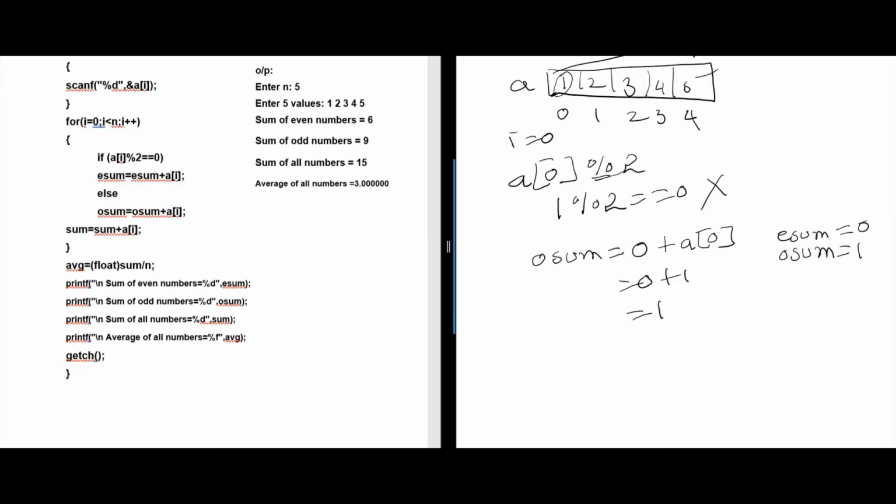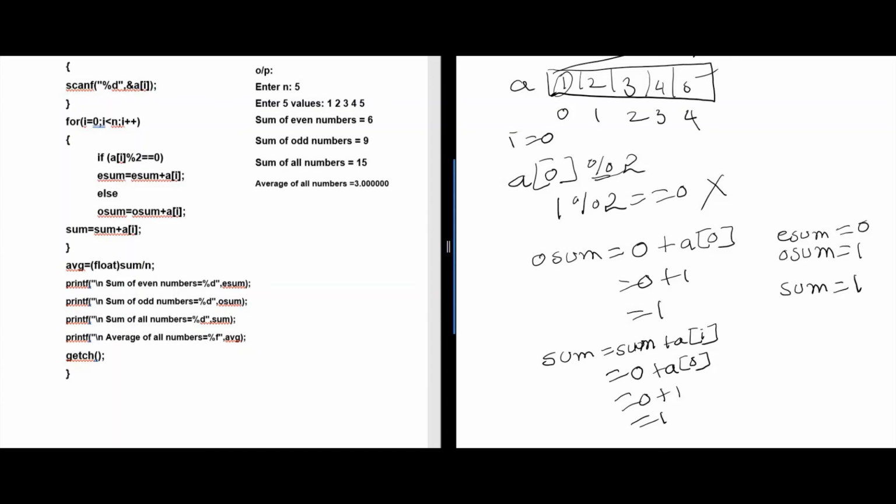Right. Now how about the sum? We have sum is equal to sum plus a of i. What is the initial value of sum? The initial value we have initialized as 0, plus a of 0, which is 0 plus 1, which is equal to 1. So our sum also has become 1.